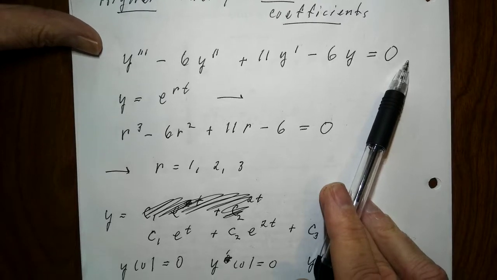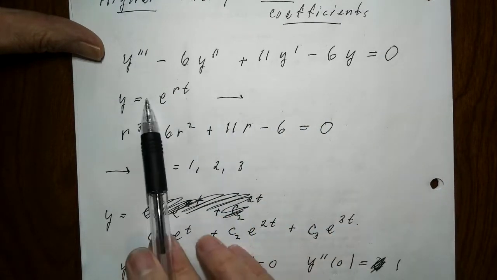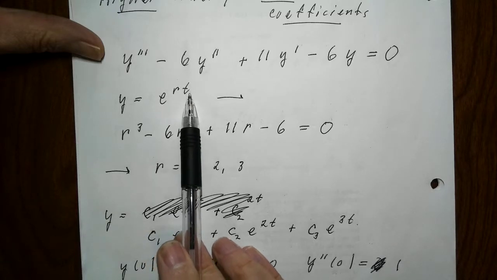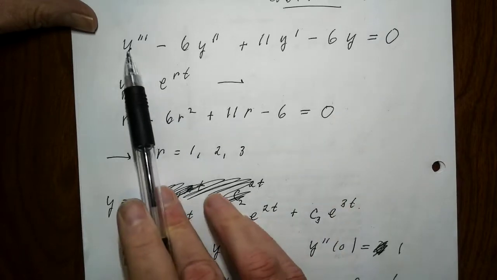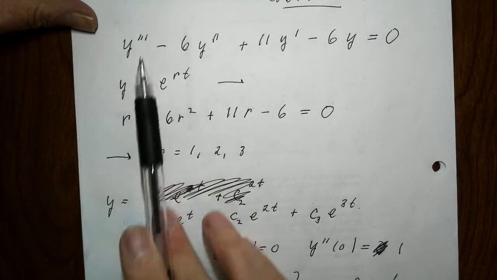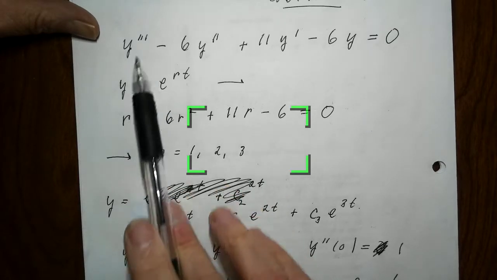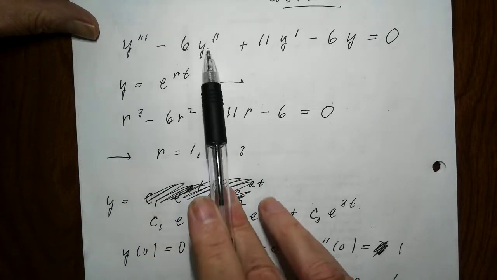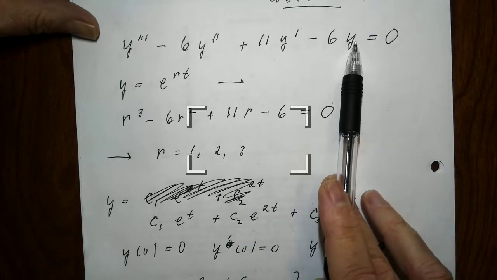In the second order case, we created a characteristic polynomial by substituting y equals e to the rt. We do the same thing here, and the only difference is that because we have a y triple prime, we're now going to get a cubic characteristic equation: r^3 - 6r^2 + 11r - 6 = 0.